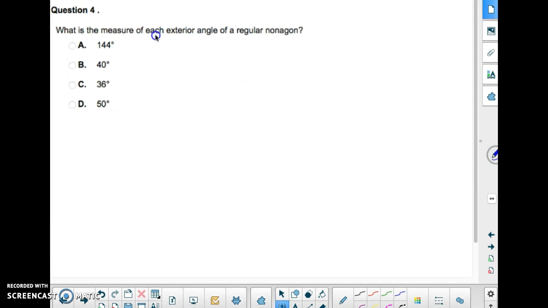What is the measure of each exterior angle of a regular nonagon? That means 9 sides. Remember, exterior means 360. So 360 degrees in those exterior angles divided by 9 is 40.